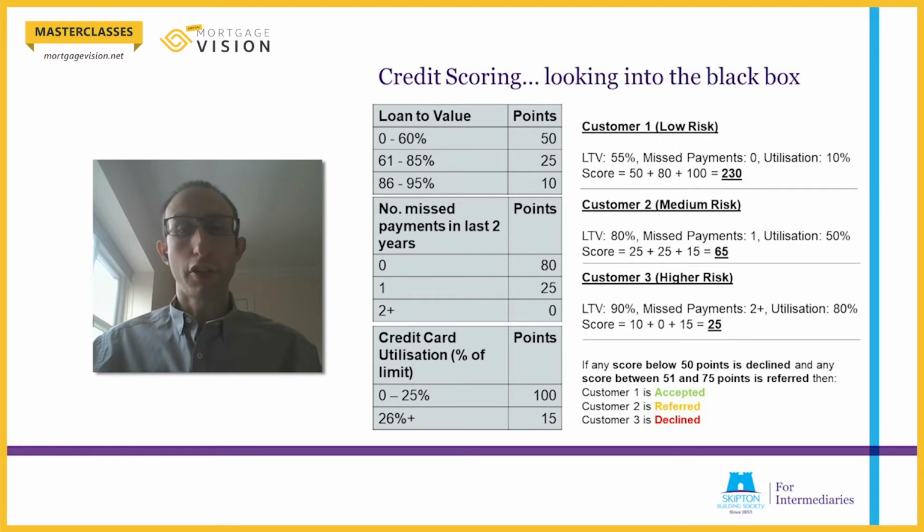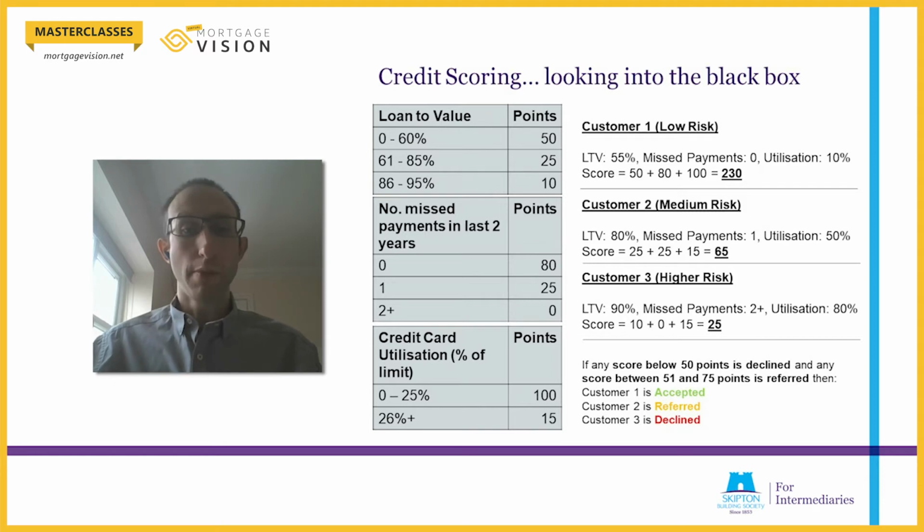So running through the different customers, we've got a low risk, a medium risk and a high risk customer. So the low risk customer has a 55% loan to value, has no missed payments in the last 2 years, and 10% credit utilisation. This person would get 50 points from the loan to value variable, 80 points from the no missed payments, and 100 points from the credit card utilisation. So 50 plus 80 plus 100 equals 230. That's the score for that customer.